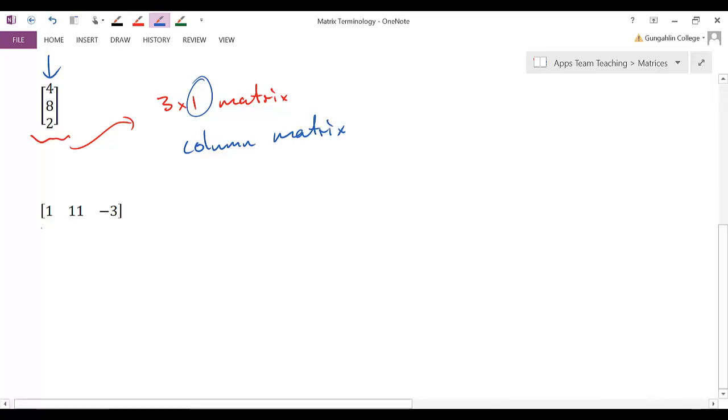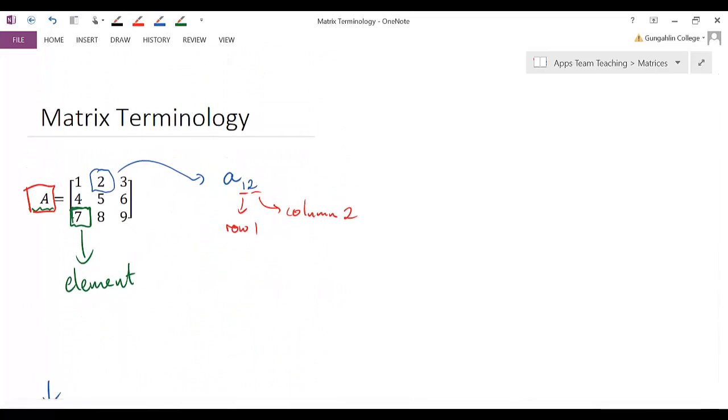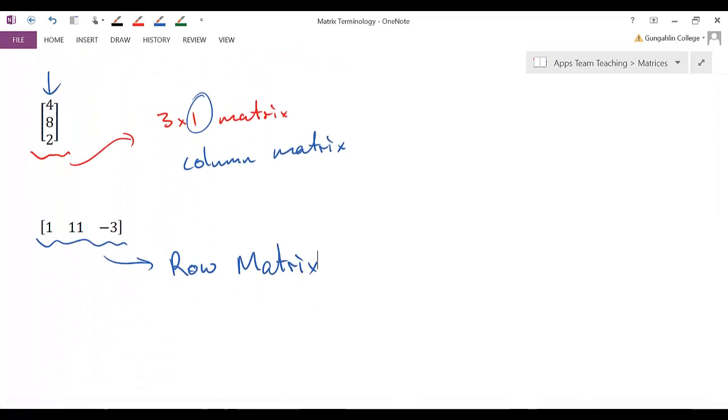And similarly, this guy here, it's a matrix with only one row in it. This is what's called a row matrix. So that's just some of the terminology surrounding matrices that we hadn't talked about just yet. In the next video, we're going to look at actually doing some things using matrices.